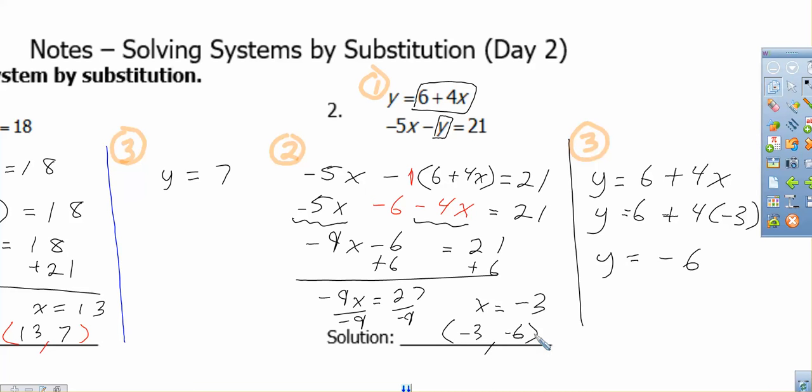Okay, now it's a really good idea, I'll keep saying this, to check this. I'm going to take, this is x, this is y, check it back up here. So this would be 6 plus 4 times negative 3. Negative 3, so that would be negative 6. Yes, that's what y is. Now here, if we take x, plug it in here, we get 15 minus a negative 6. So that's 21. There our answer is. That's all there is to it. Okay? Just keep in mind these 3 steps you're going with.